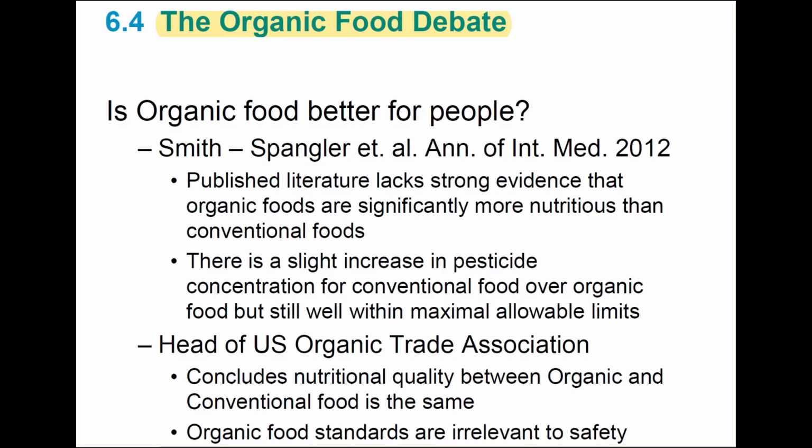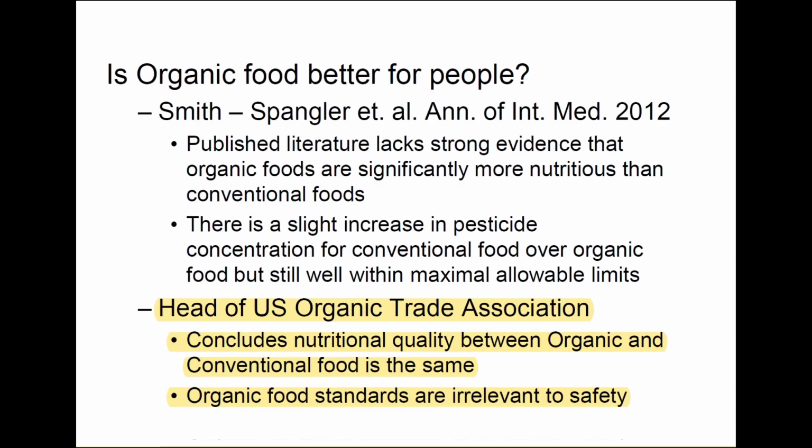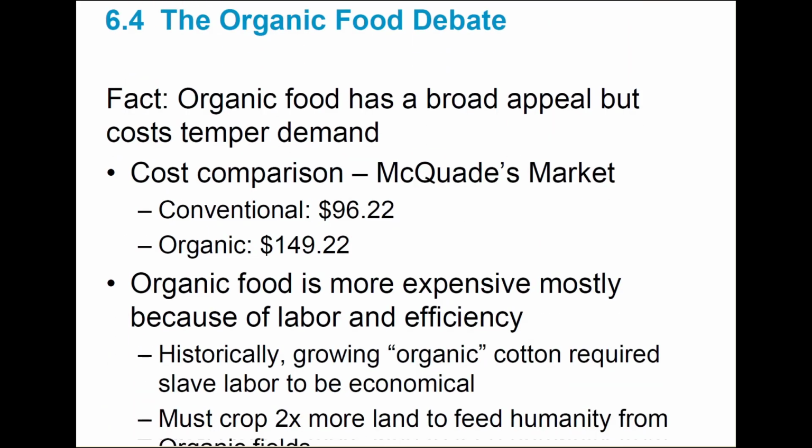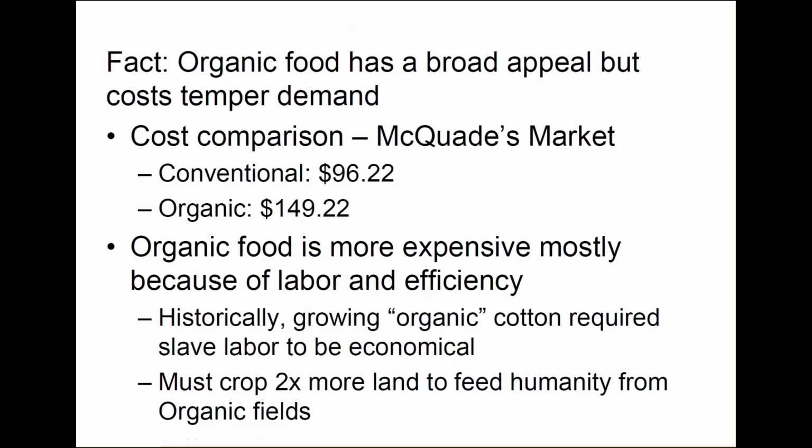So published literature lacks evidence of anything beyond a slight increase in pesticide concentration in conventional food. The head of the Organic Trade Association concludes nutritional quality between organic and conventional is essentially the same. Organic food standards are not relevant to safety. Organic food has broad appeal, but cost tempers demand. So a typical cost comparison is about 30 to 50% more, depending upon the store you go to. Organic food is more expensive, mostly because of labor and less efficiency.